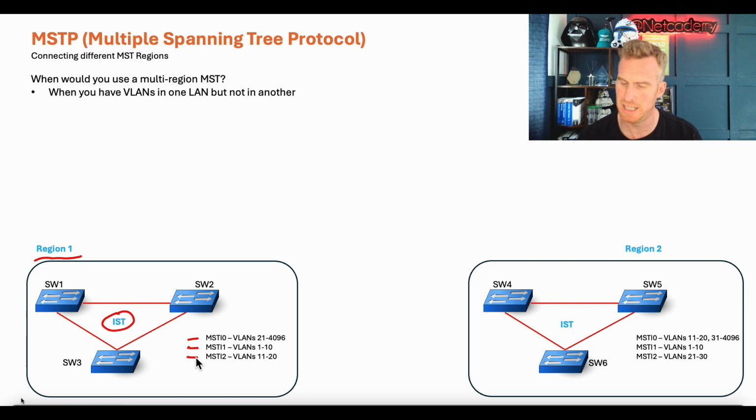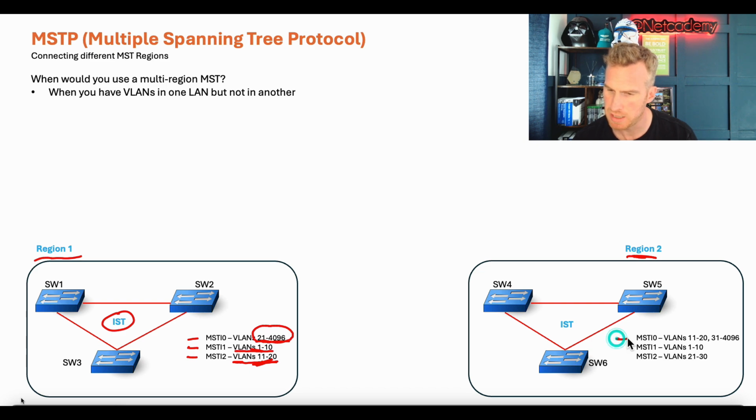But if we look at these instances, you can actually see the non-active, being the word, the non-active VLANs for the default IST, 21 to 4096. If you look at MSTI 1, there's VLANs 1 to 10, and for MSTI 2, there's VLANs 11 to 20, and thus these here are active. VLANs 1 to 10 and 11 to 20 are active, but from 21 up to 4096, they're not active, they're not being used. But if you look at region 2, it's slightly different.